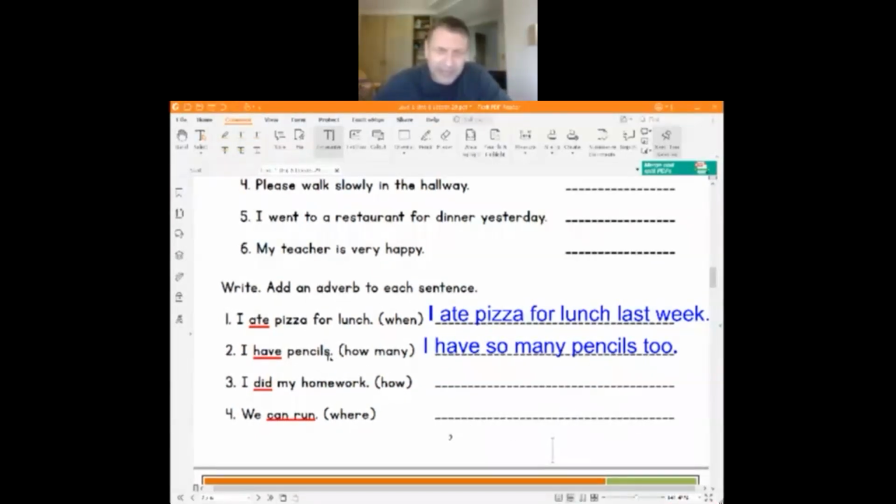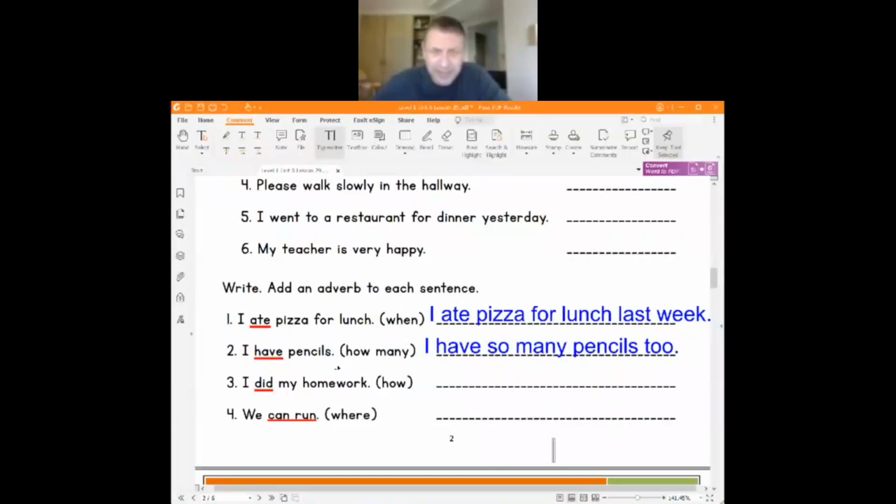Now, some words will not work. For example, pencils is a countable noun. 1 pencil, 2 pencils, 3 pencils. So I cannot use an adverb that's only for non-count nouns. For example, I cannot say I have much pencils. No, no, no. Much is only for non-count. For example, I have much tea. I have much water. Do you have much ice cream? But pencils is countable, so I can only use many. I can't use much.